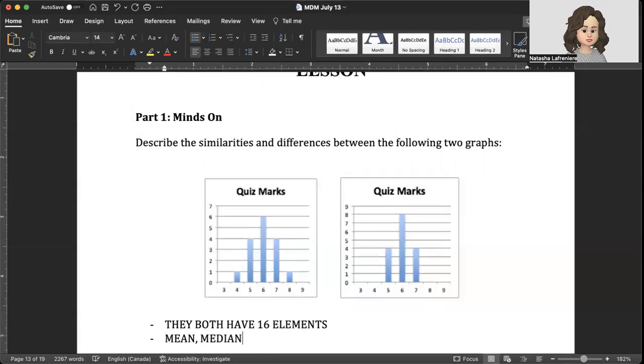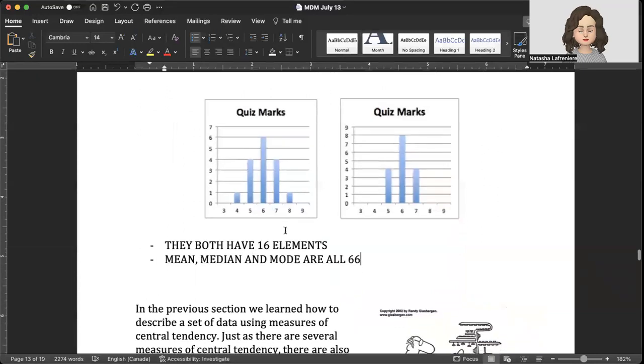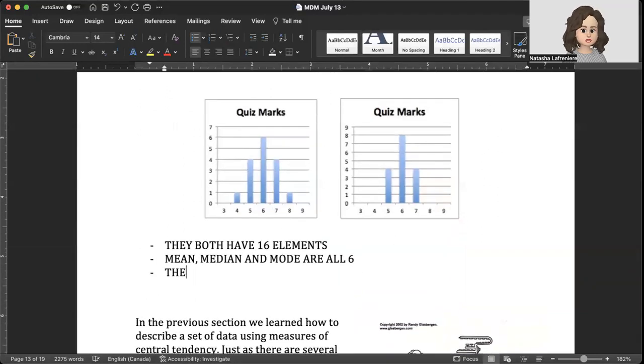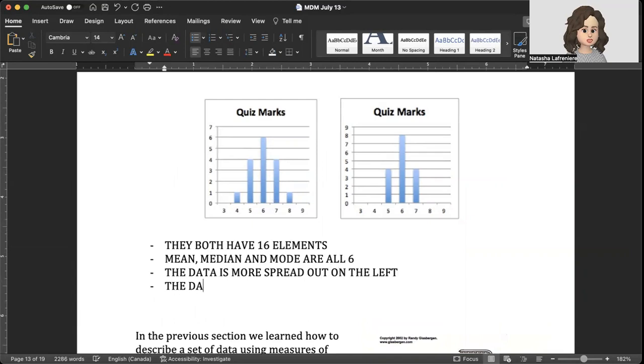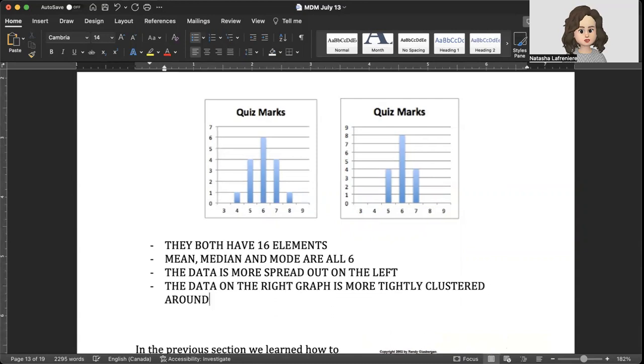The mean, median, and mode are all 6. So we've got what is the average, what is the middle part, and what's the highest part. And so they're both 6, not 66. The data is more spread out on the left, and the data on the right graph is more tightly clustered around the mean.